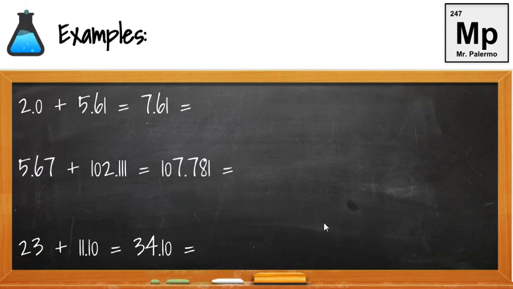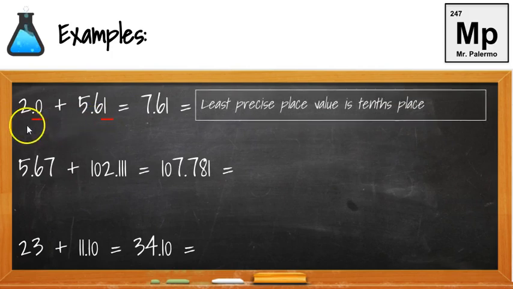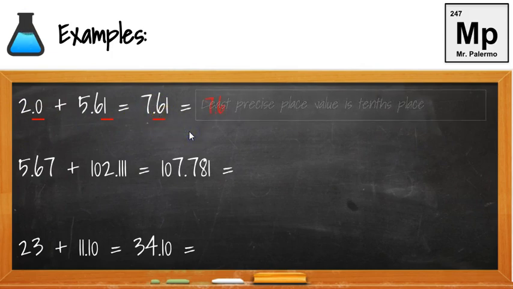Let's see some more examples. 2.0 plus 5.61 equals 7.61. Let's look at the precision. This is precise to the 10th place. This is precise to the 100th place. So the least precise place value is the 10th place, and when we round this answer to the 10th, it's going to be 7.6.